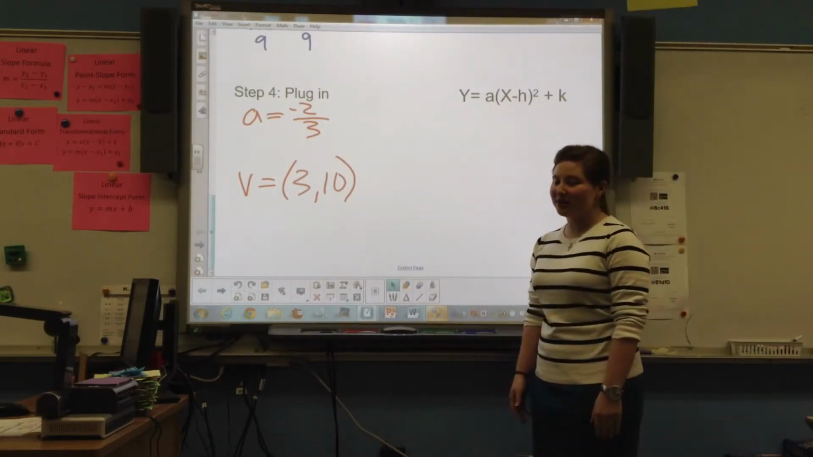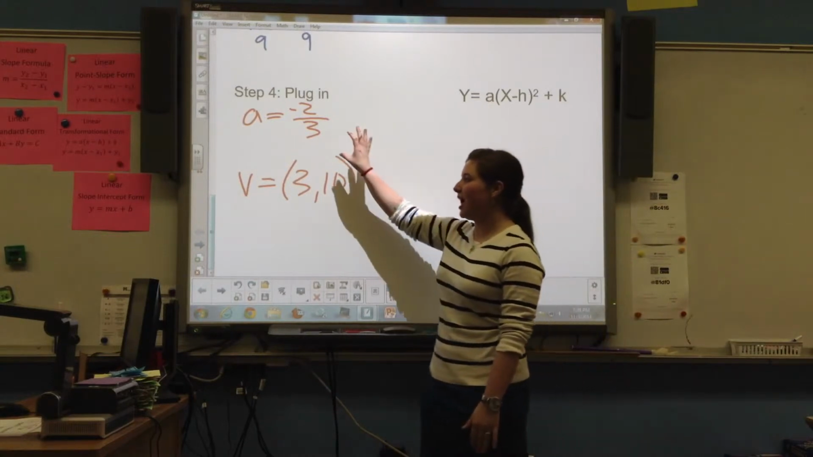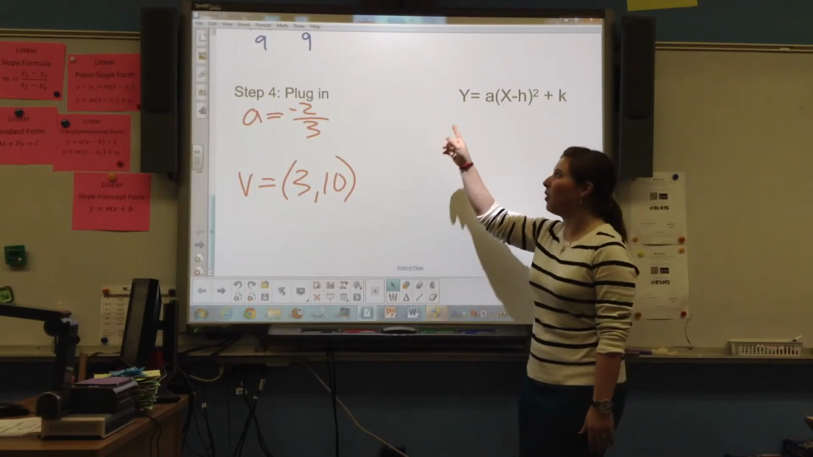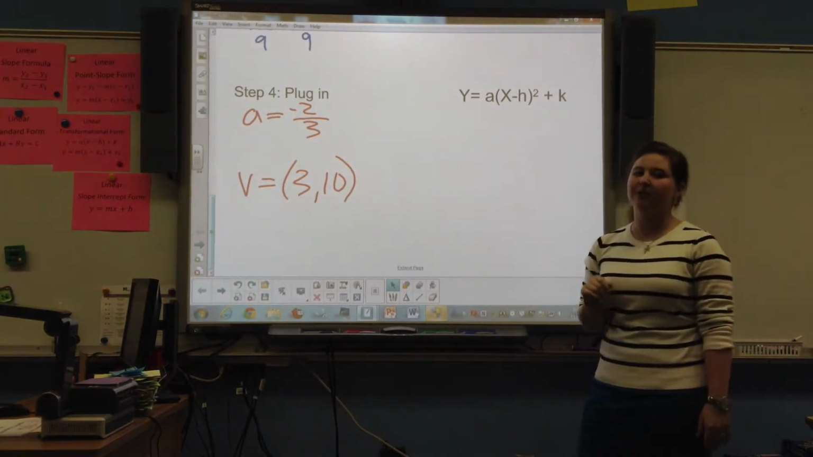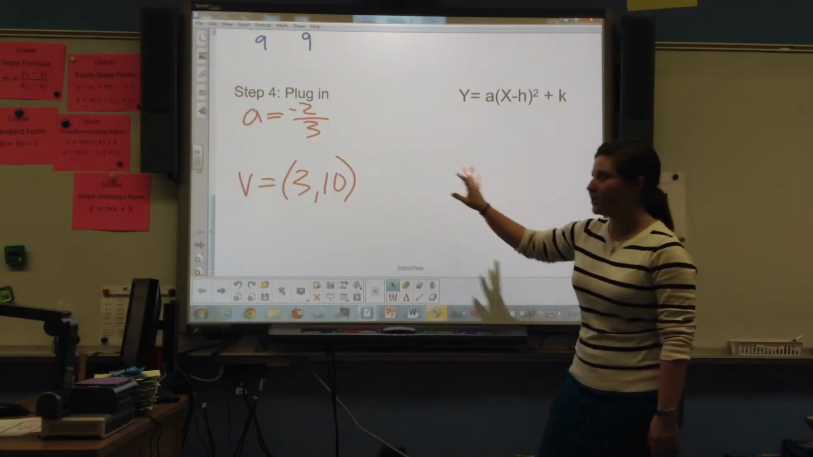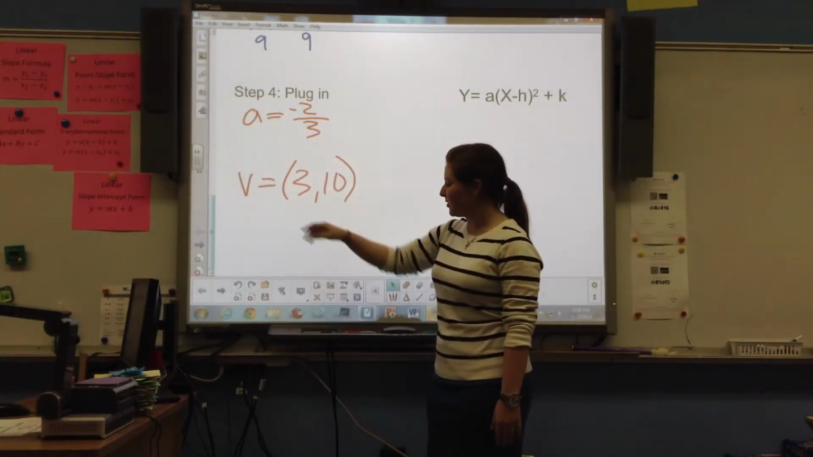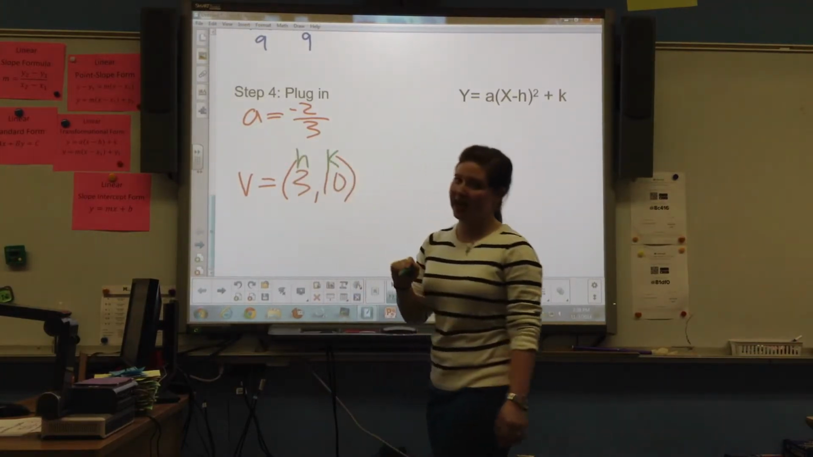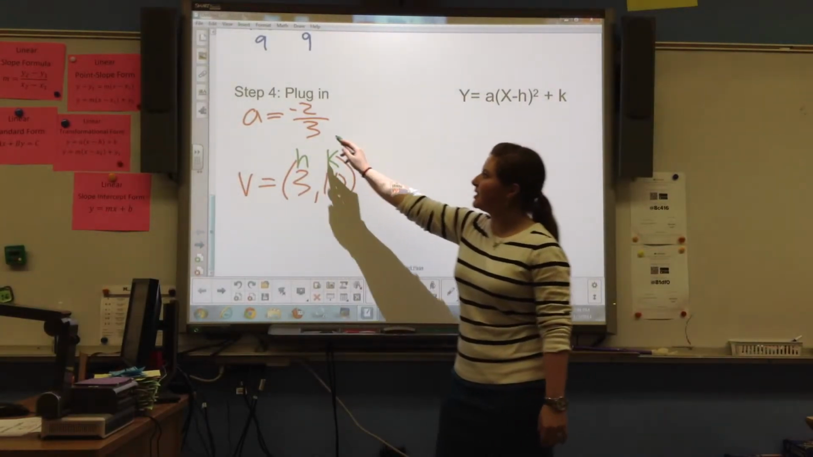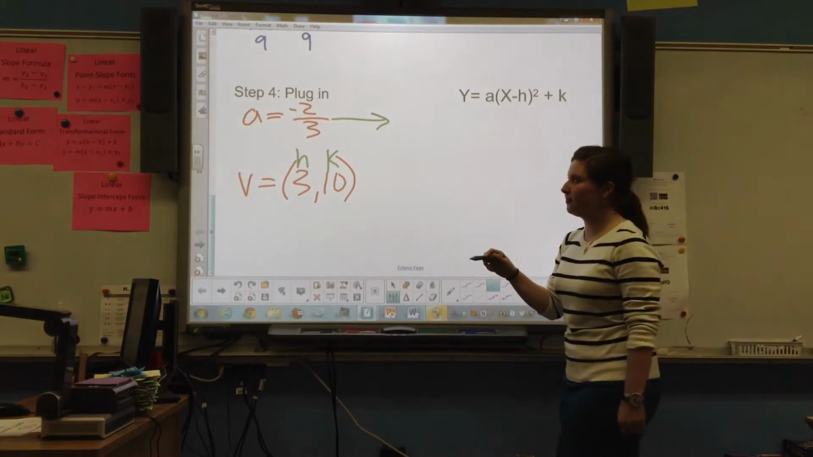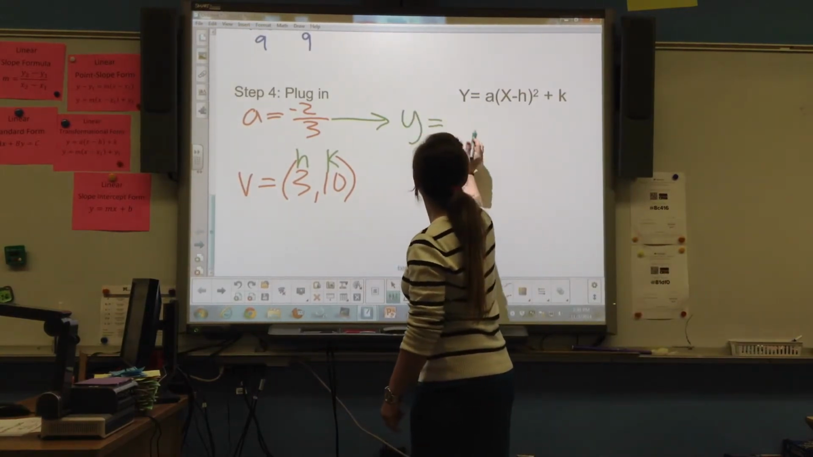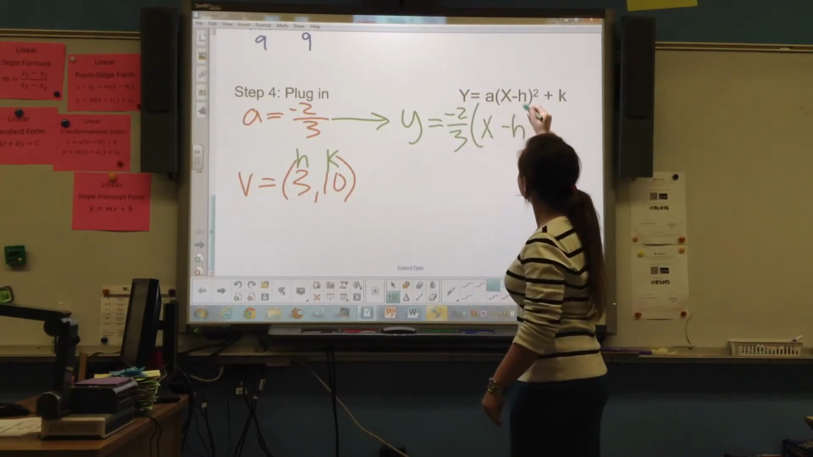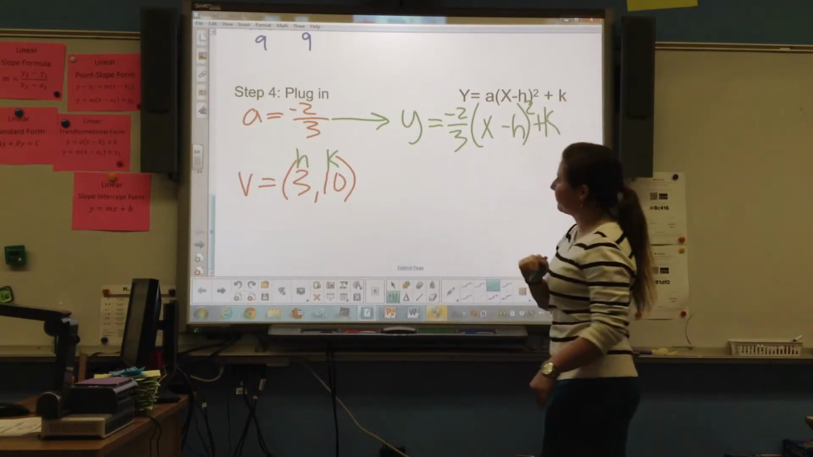Moving on to our 4th and final step, what we have to do now is take our a and our vertex, and we're going to plug them back in to our general equation. Our y equals a times x minus h squared plus k formula right here. Right, so I've already written a and our vertex right here. I'm going to label this. Remember, always remember, our vertex is h comma k. Now what I'm going to do is take my a and plug it in to this equation. Now I have y equals a, which is negative 2 over 3, times x minus h squared plus k.